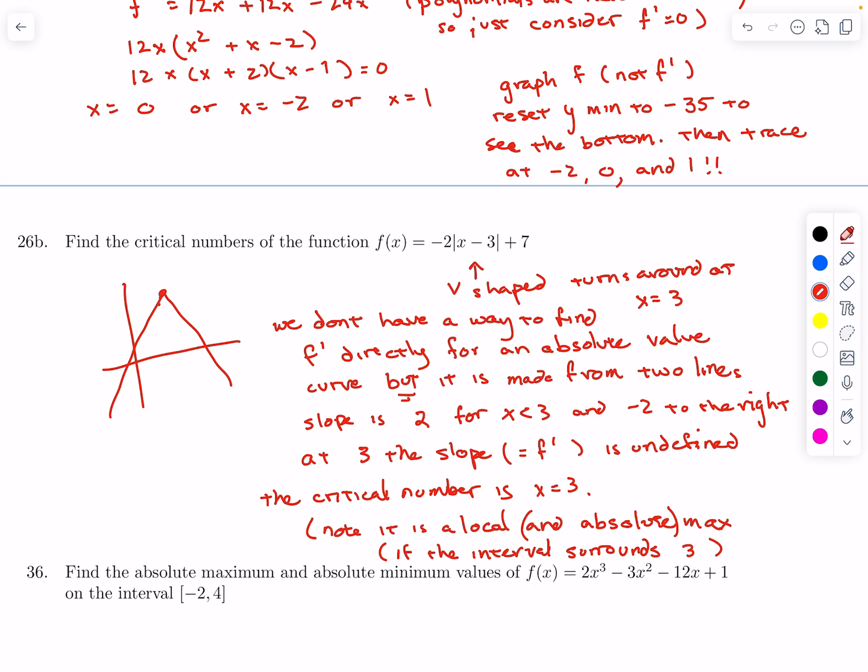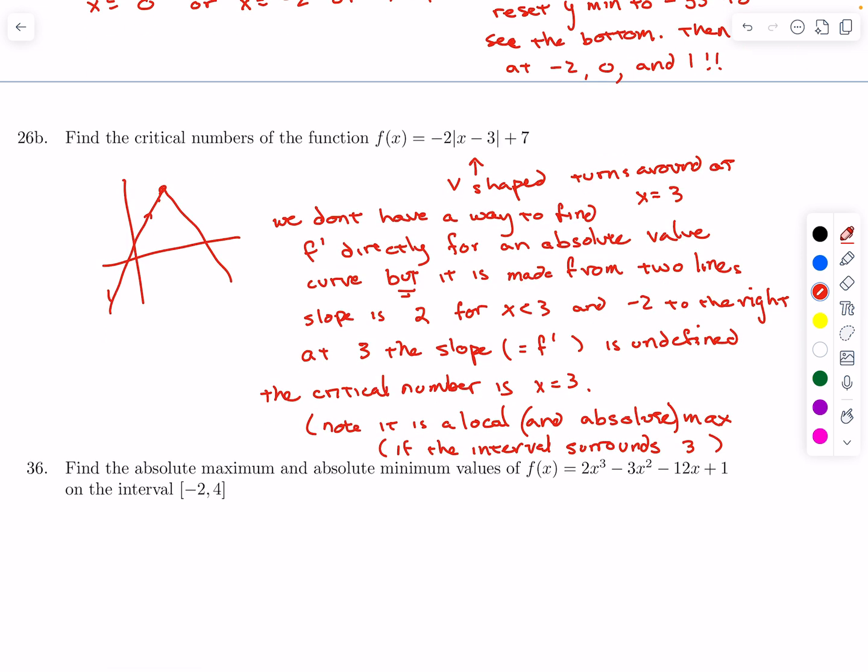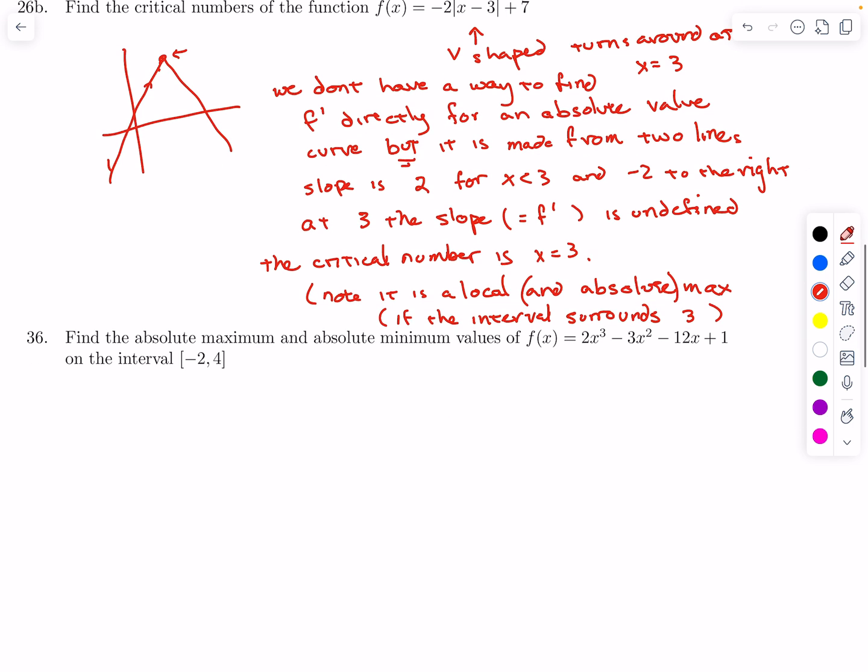If your interval only goes from like -1 to 2, then it would be an absolute max at 2. But sure, it is an absolute max even though the derivative is undefined. All right, 36. Find the maximum. Okay, so what do we do? We find f prime first. All right, this time the negative is in the middle, so it's x minus 2 and x plus 1.